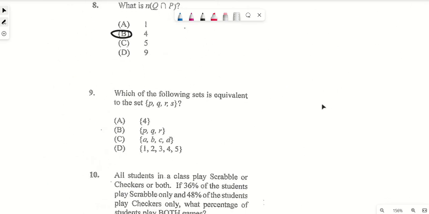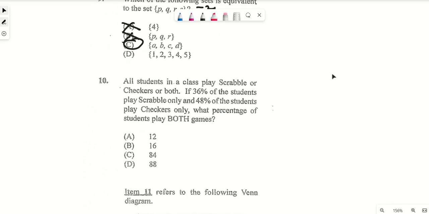Then this one, they say which of the following sets is equivalent to the set PQRS? Equivalent means they have the same number of elements, right? A does not have the right number of elements. B has 3. This one has 4 elements, so we're looking for one that has 4 elements. C, however, does, so the answer is C. Equivalent means the same number of elements.